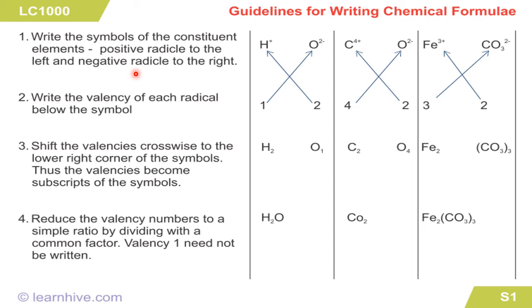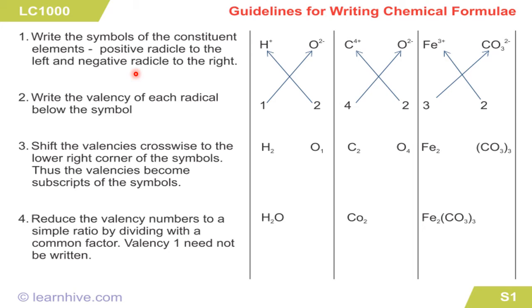Always we write the positive ion on the left side of the formula and the negative ion on the right side of the formula. There is no hard and fast rule against writing the positive on the right also, but we have made some guidelines so that everybody follows the same guidelines. So always we write positive ion on the left side, negative ion on the right side.